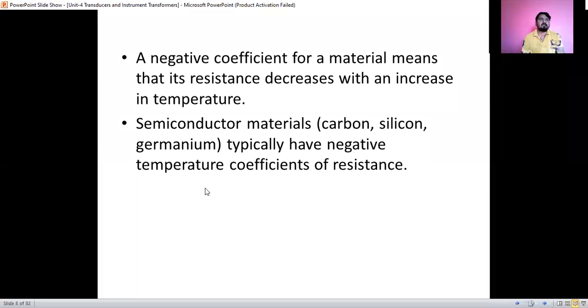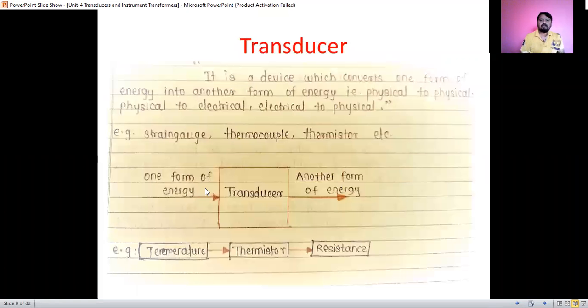So this was the basic resistance temperature coefficient. Next we will go to the actual topic, transducers. We are going to shift now. A transducer is a device which converts one form of energy into another form of energy. We call them transducers and actuators. Sensors, have you heard the name? Transducers, sensors. Yes or no? Sensors are known, right? Yes, sir.